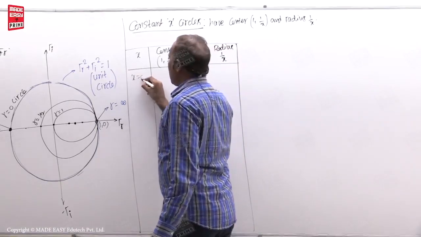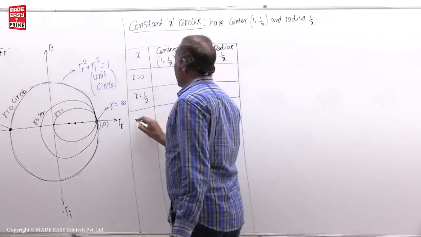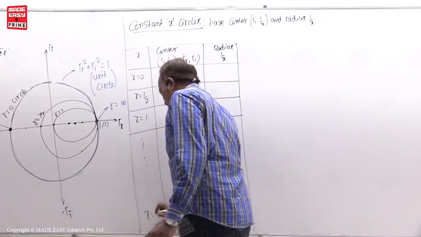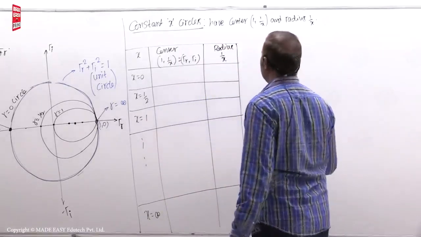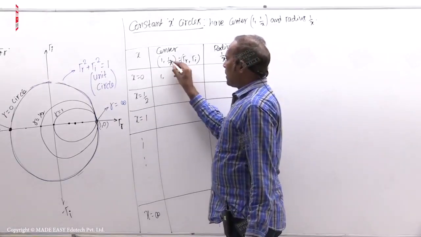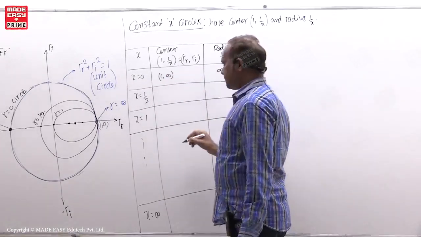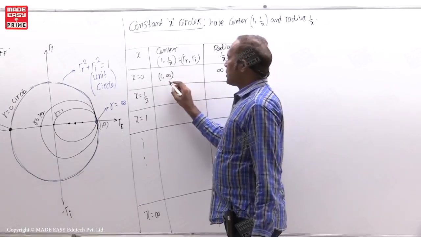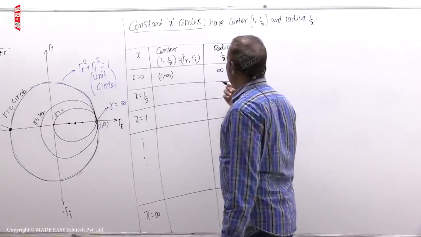You take X equal to 0, X equal to half, and X equal to 1, up to X equal to infinity. That means you can take so many values. So when X is equal to 0, here 1 comma 1 by 0 is infinity, and 1 by 0 means infinity is the radius. So X is equal to plus 0 I have substituted, so the center is plus infinity, and this radius can never be positive or negative, so that is infinity.